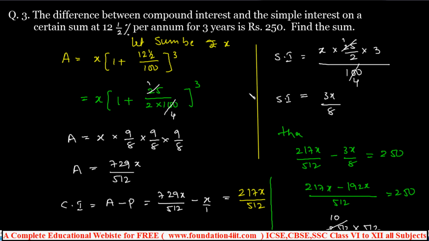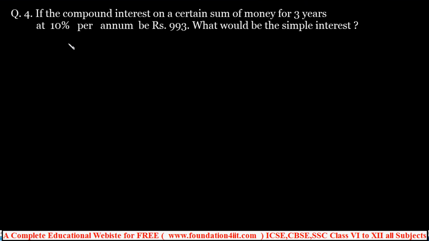And next we'll see one more sum in this combination. This problem is similar to the previous one, but it's not a difference. If the compound interest on a certain sum of money for 3 years at 10% per annum is 993, the amount is given, and they're asking for the simple interest.